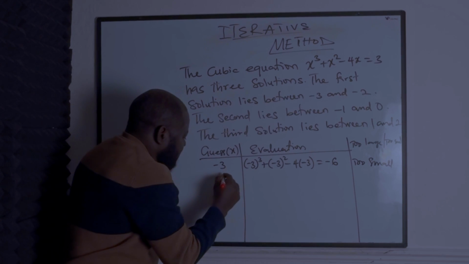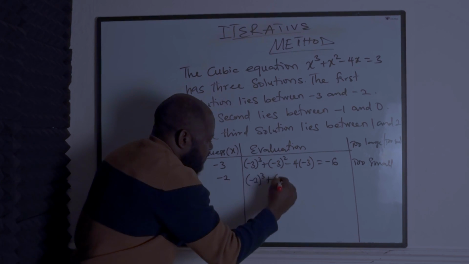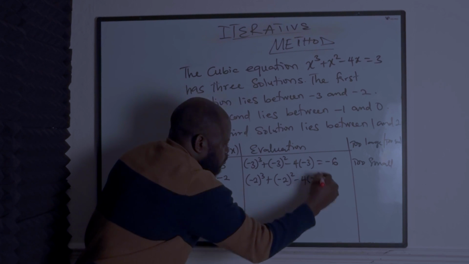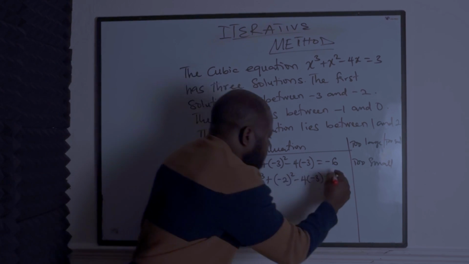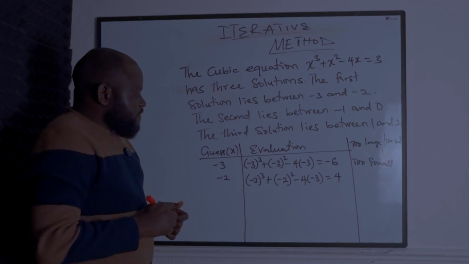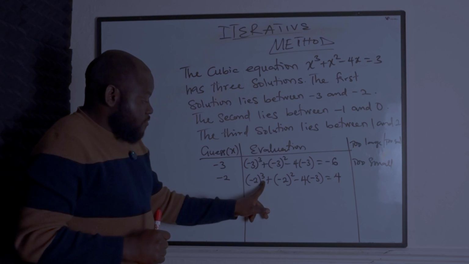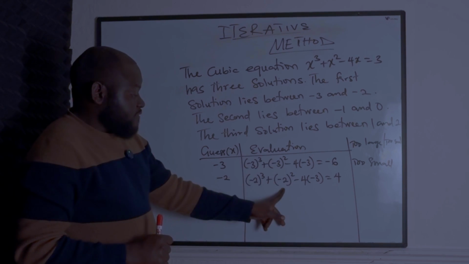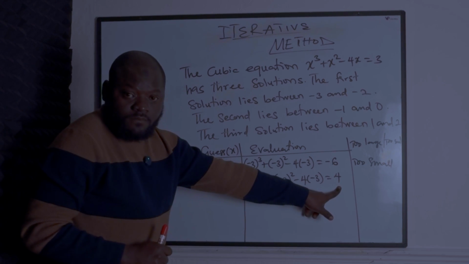Minus 2. Let's check that as well. Maybe it's going to be. We always start with what we have. That makes it easier for us to make a proper guess. So if you do this now, this should give us 4. So if this one gives us 4, press your calculator. Minus 2 cubed plus minus 2 squared, that is minus 8 plus 4 plus 8. That should give us 4.